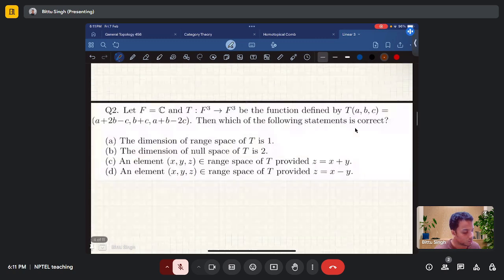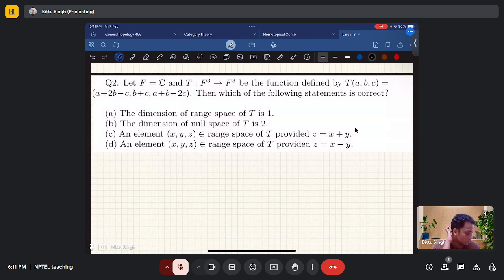Now let us see question number 2. Here T is a given function, and T is defined in this way. T of (a, b, c) is the same as this combination. Then what can be said about range space and null space, their dimension, and an element from the range space will look like which of these?